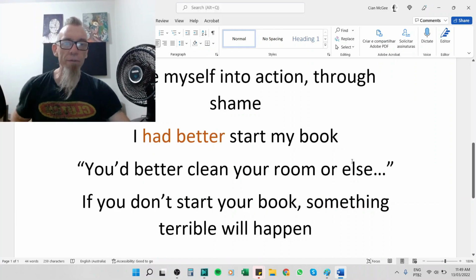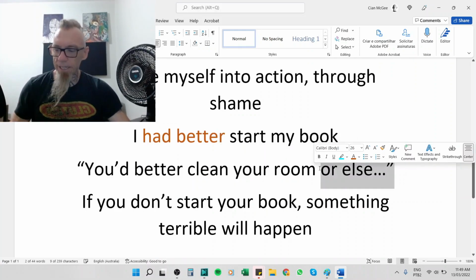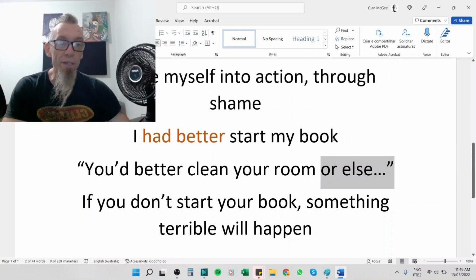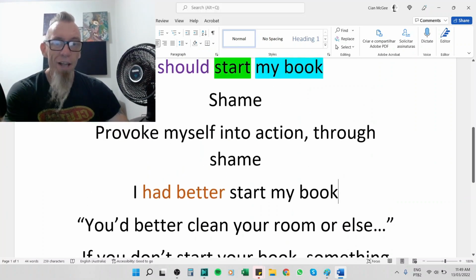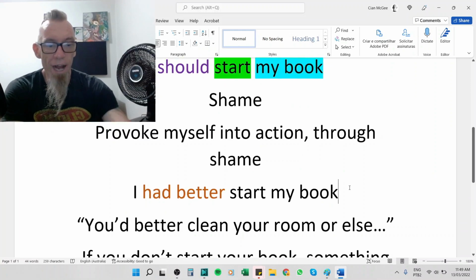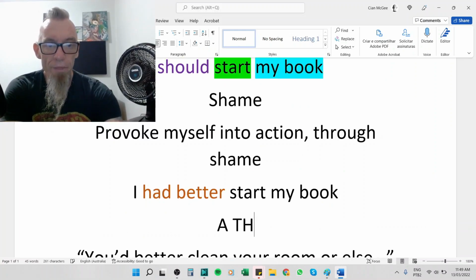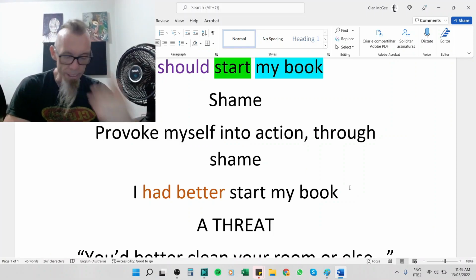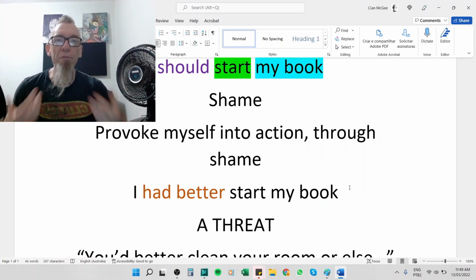Okay, so what are we doing here? And why do we do this to a child, to a kid, to make them clean their room? Because ideally they won't do it on their own. And why do we do this to ourselves? Well, if "I should" is shame, "I'd better" is a threat. It's a straight out threat. "Fuck, I'd better do it." You're trying to threaten yourself. You're trying to scare yourself into action.